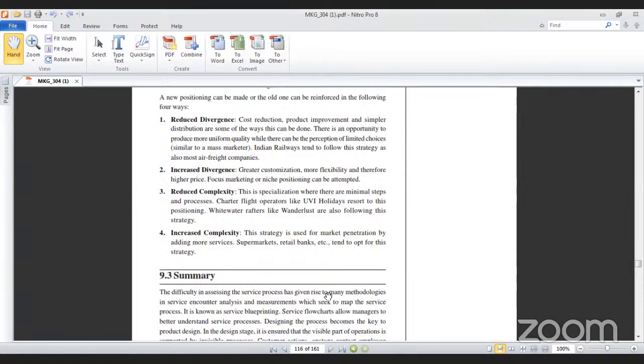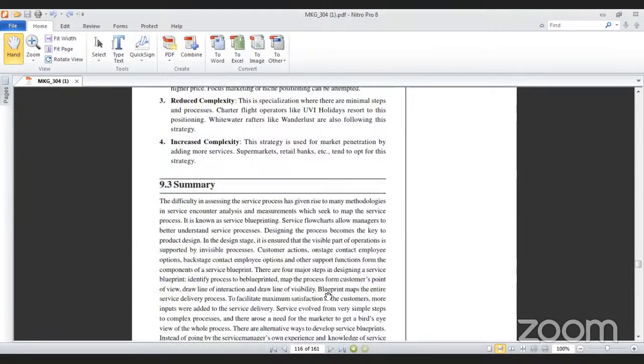In this chapter, my summary is that the difficulty in assessing the service process has given rise to many methodologies in service encounter analysis and measurement, which seek to map the service process. It is known as service blueprinting. Service flowcharts allow managers to better understand the service process. Designing the process becomes the key to product design.